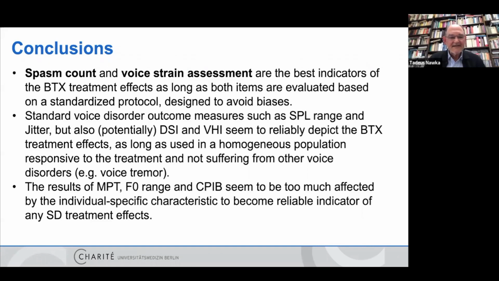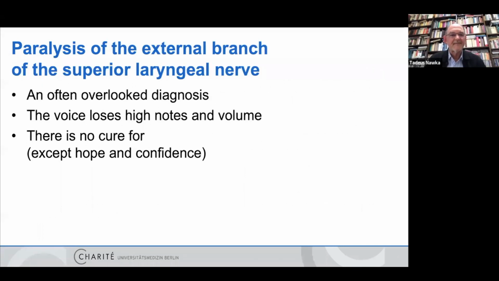And as you can see, especially the communication participation item bank, which is a subjective estimation of the patient itself, is probably too much affected by other characteristics not related to the Botox or to the spasmodic dysphonia.